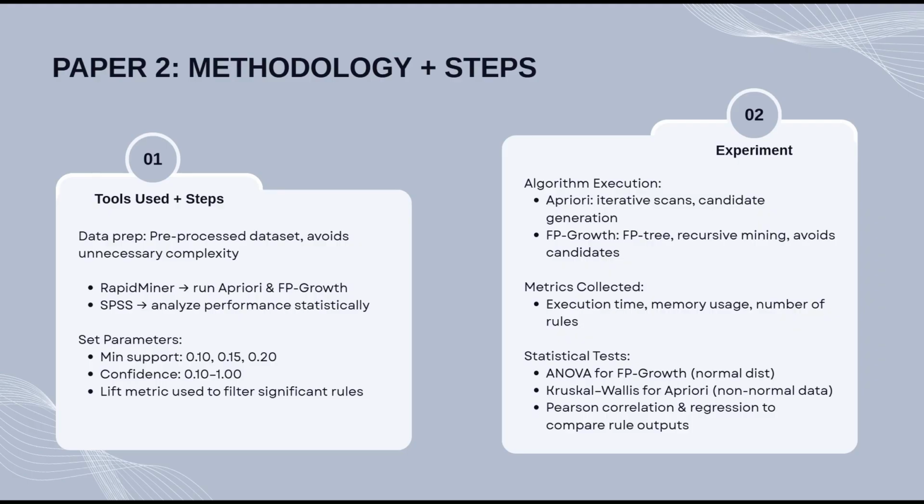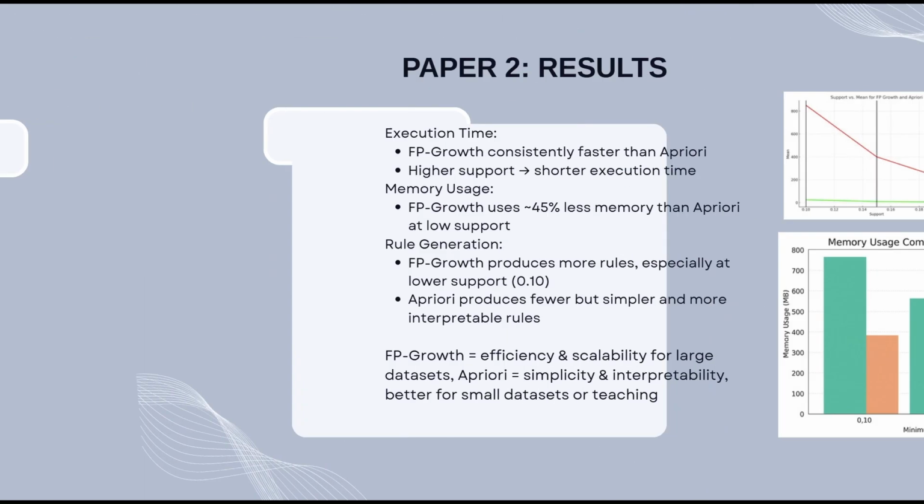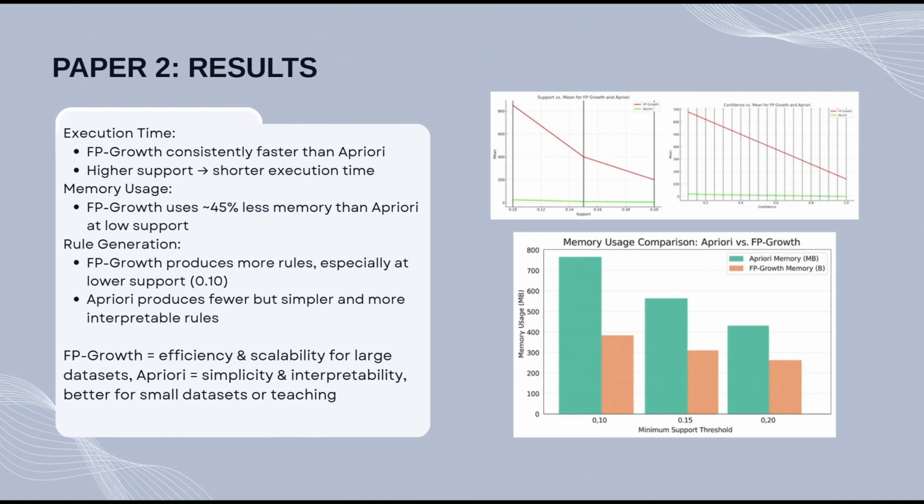The results from RapidMiner were then exported and subjected to statistical analysis using IBM's SPSS statistical software. So things like descriptive statistics, normality checks, one-way ANOVA, Kruskal-Wallis test, and Pearson correlation were used to validate performance differences and assess relationships between algorithm outputs. Now for the results. They compared speed, memory usage, number of rules, quality of rules, and how results change when support and confidence were raised.